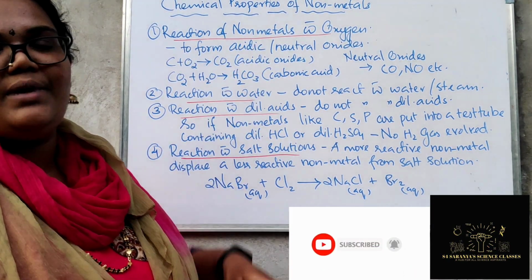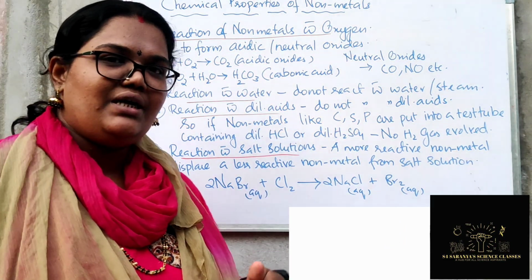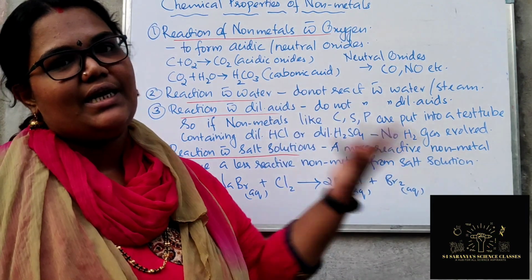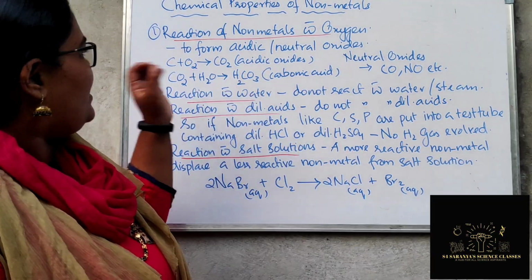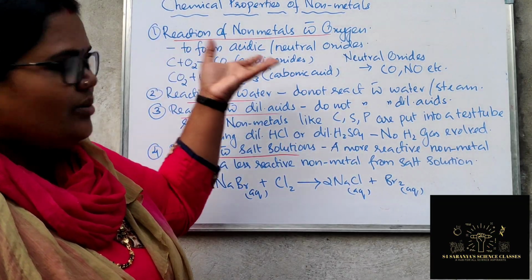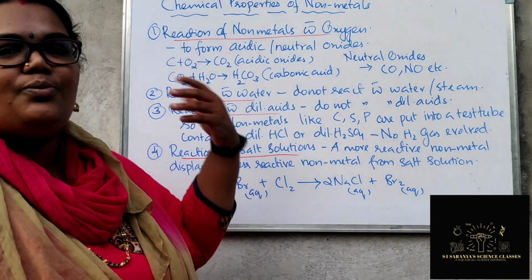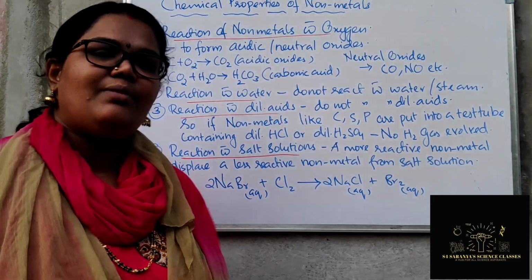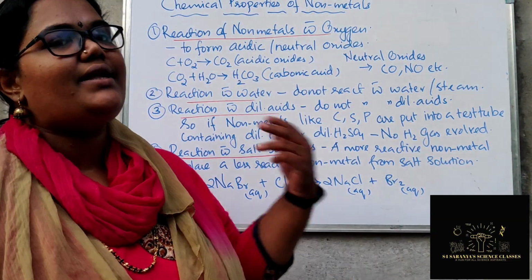Here, the reaction of nonmetals with oxygen. Hope you remember the reaction of metals with oxygen. What do they produce? They produce metallic oxides. The same way here, nonmetals also react with oxygen to produce their non-metallic oxides. The nature of the non-metallic oxide can be acidic or neutral.